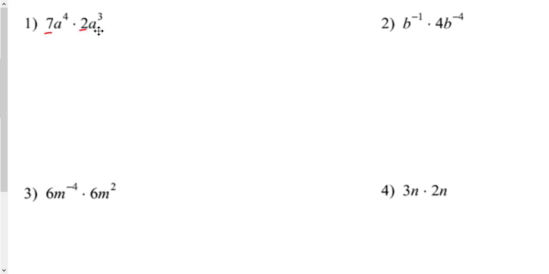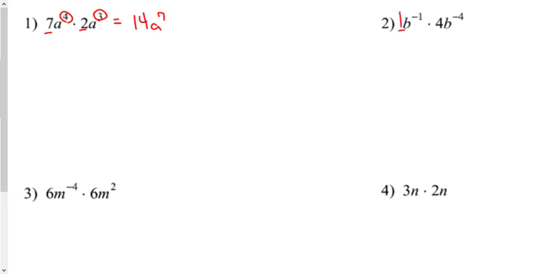Remember, you need to multiply your coefficients, so it'd be 14, and then add your exponents, so it'd be a to the 7th. You'll see that everybody's happy. There's no negative exponents, so we can go on. If you don't see a coefficient, you can put a 1 right there.